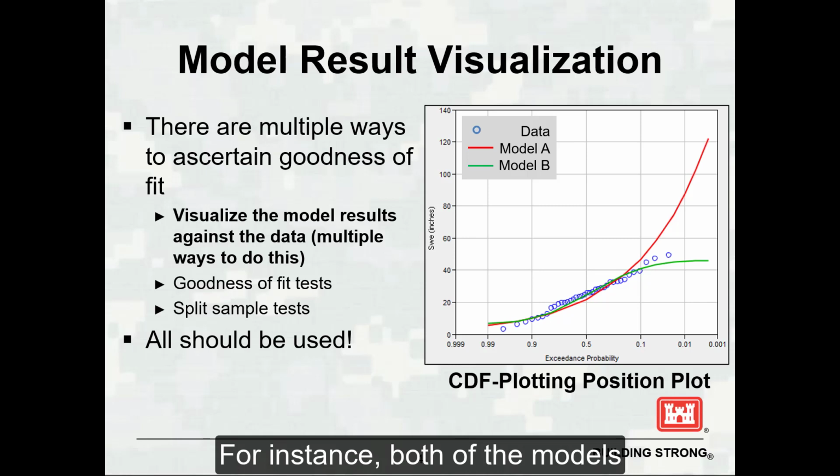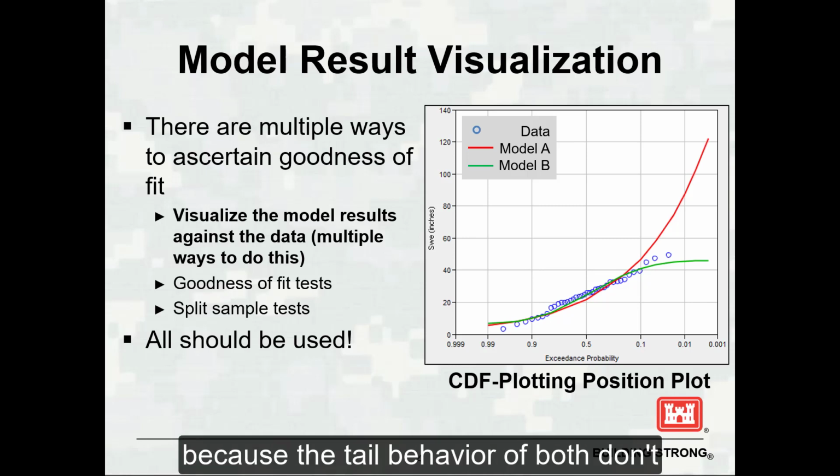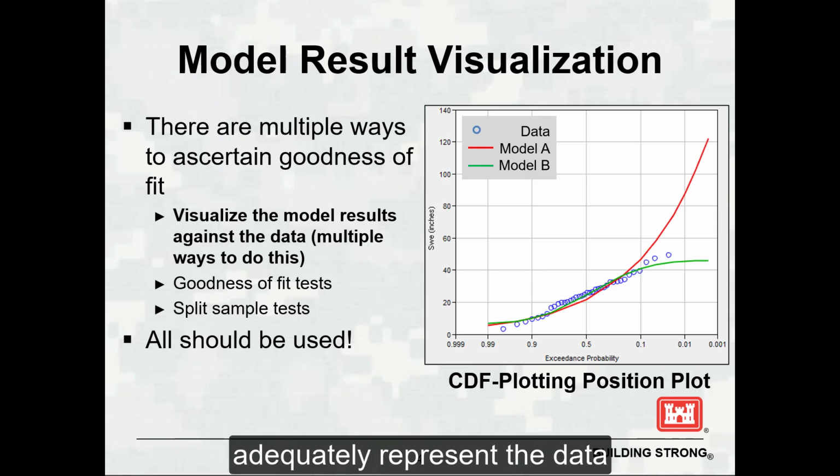For instance, both of the models visualized here are probably not good choices to represent this data because the tail behavior of both don't adequately represent the data, which is usually where we're most interested in obtaining estimates. However, there are other ways to visualize the data which we'll describe on the next few slides. Also, there are numerous quantitative tests called goodness of fit tests that can be used to ascertain the appropriateness of the model. Instead of relying on just a single visualization or quantitative test, all should be used to justify the selection of a model.